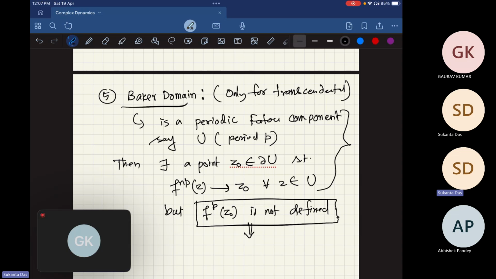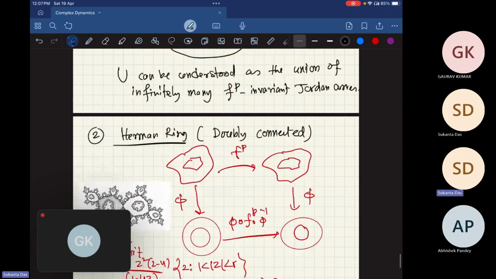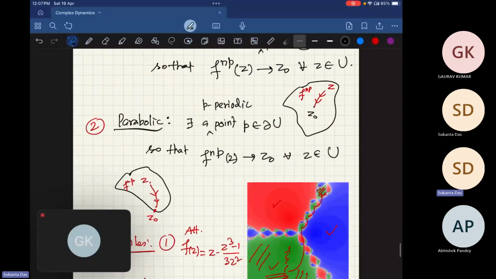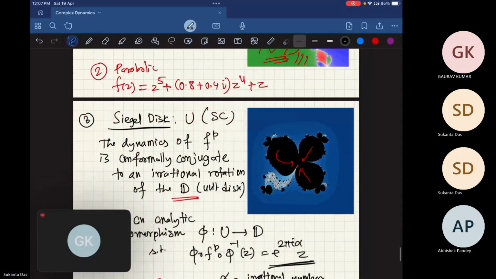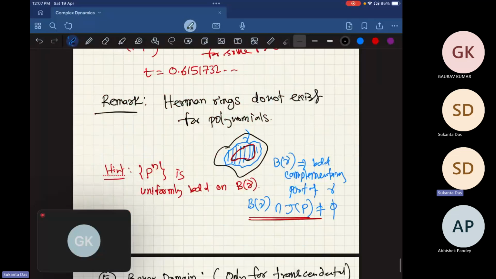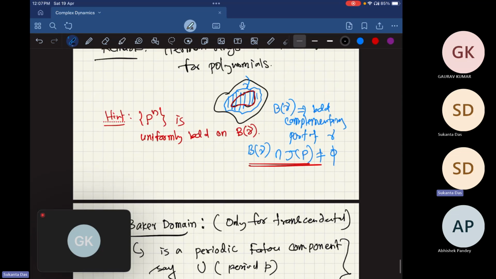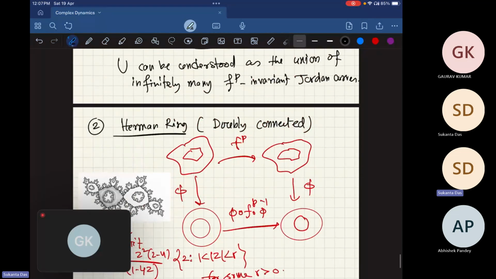I think I should stop. These are the only possible Fatou components for rational maps, and beyond rational maps, wandering domains and Baker domains, these two domains, can exist for transcendental maps. There are many examples. If you have any question, you can ask.